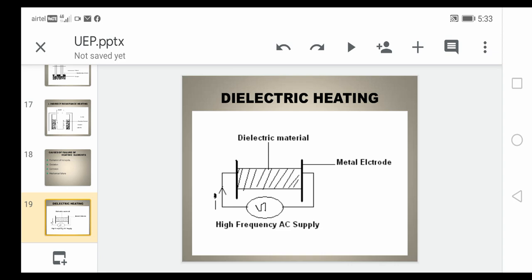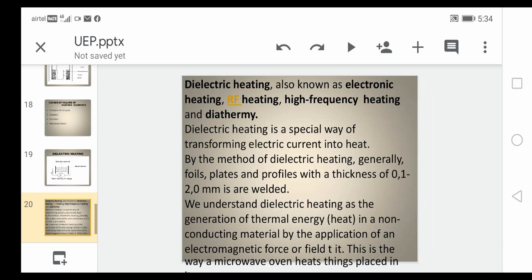Dielectric heating is nothing but capacitive heating. It consists of two parallel plates. In between the two parallel plates we place the charge, whatever you want to heat. Dielectric heating we also call high frequency heating. That means you need to give a high frequency AC supply. Then whatever charge is placed in between the two parallel plates will be heated. That type of heating we call dielectric heating.